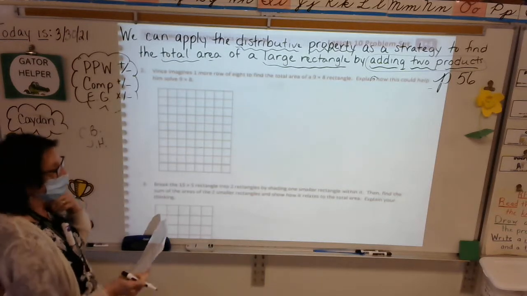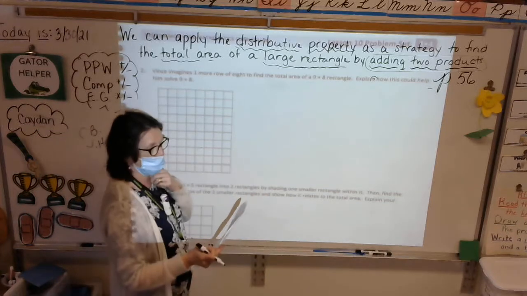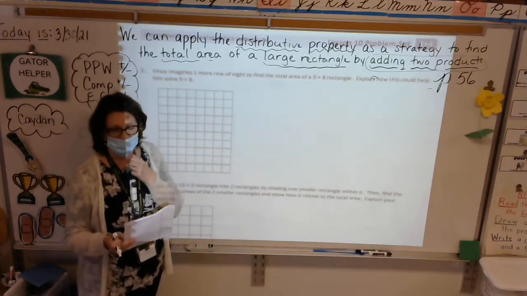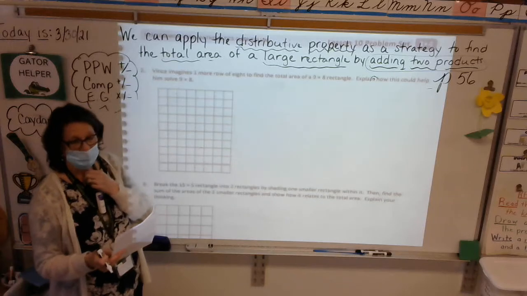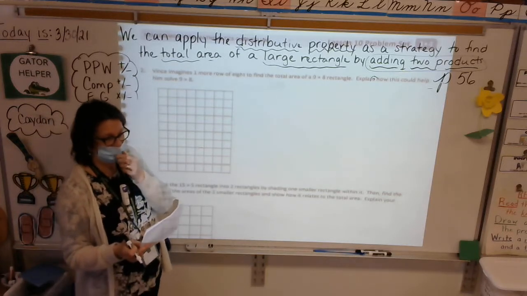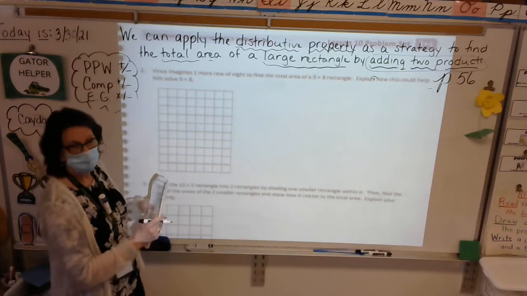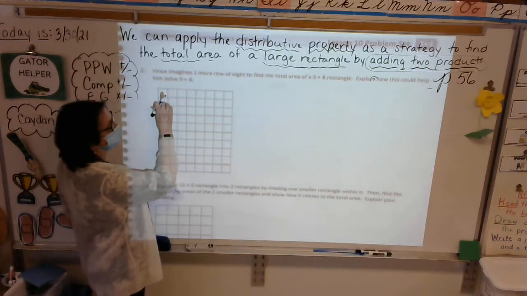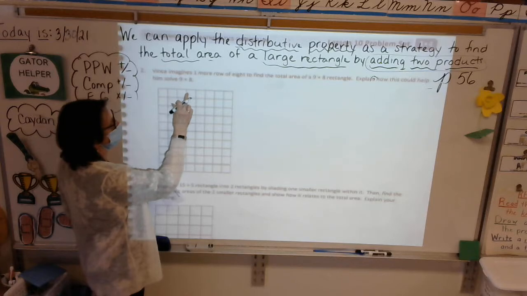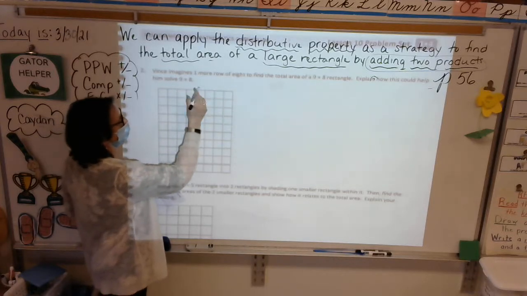All right. It says Vince imagines one more row of 8 to find the total area of a 9 times 8 rectangle. Explain how this could help him solve 9 times 8. Well, let's label our side lengths on this first, okay? Owen, let's label our side lengths. Let's go across the top, boys and girls. 1, 2, 3, 4, 5, 6, 7, 8.